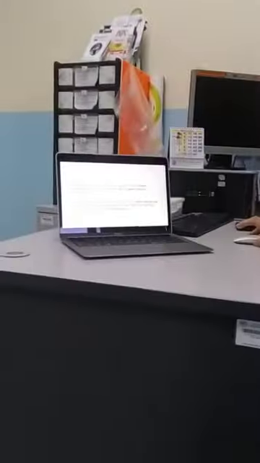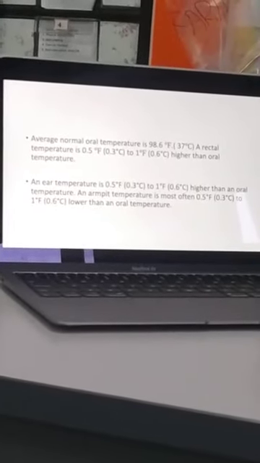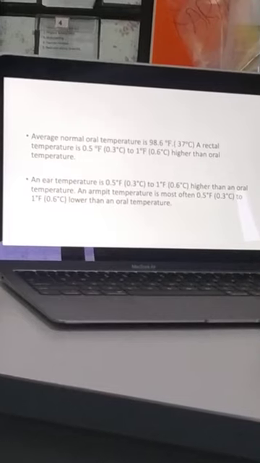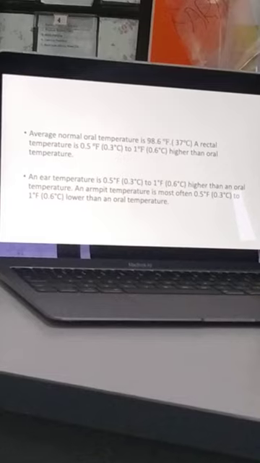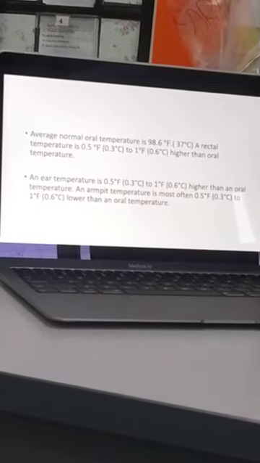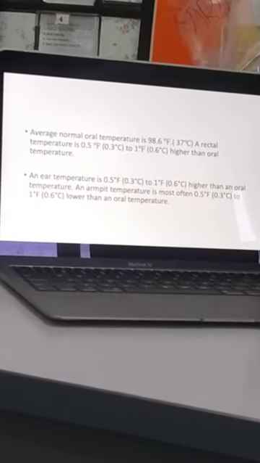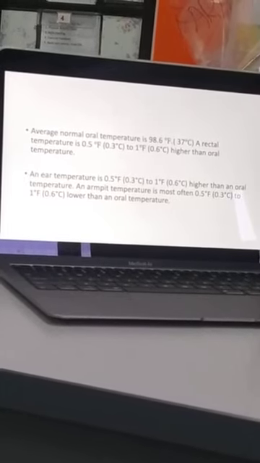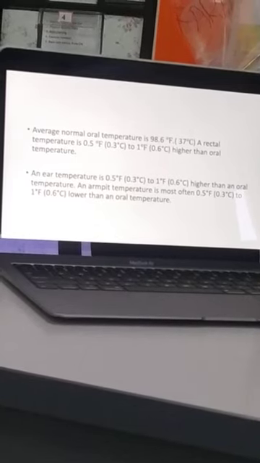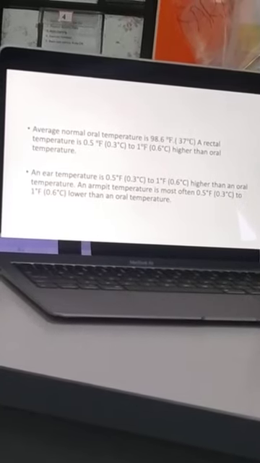So where is the most accurate place we can measure our body temperature? The most accurate is the rectal. The rectal is considered the core place to measure the temperature. Other than that, we can also use the ear, which is easier. But the ear will have a slight difference compared to the rectal, which is about 0.5 to 1.